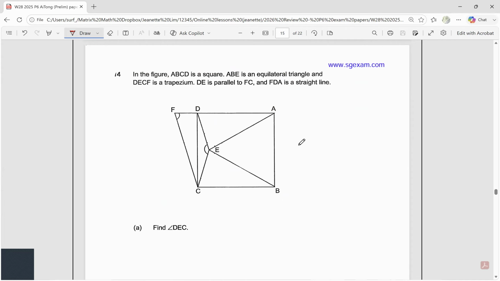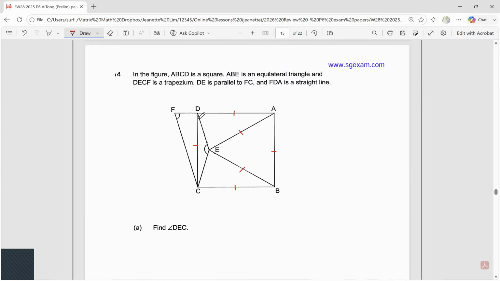Question 14. Okay, for this type of diagram, right? Usually there are a lot of equal lines. Okay, read the question carefully, don't miss out any information. So here you have a square, A, B, C, you have a square. So mark out all the equal lines first. So students usually can't do this question because they don't label the equal lines and they miss out on a lot of isosceles triangles. Okay, then ABE is equilateral, so you have more equal lines.